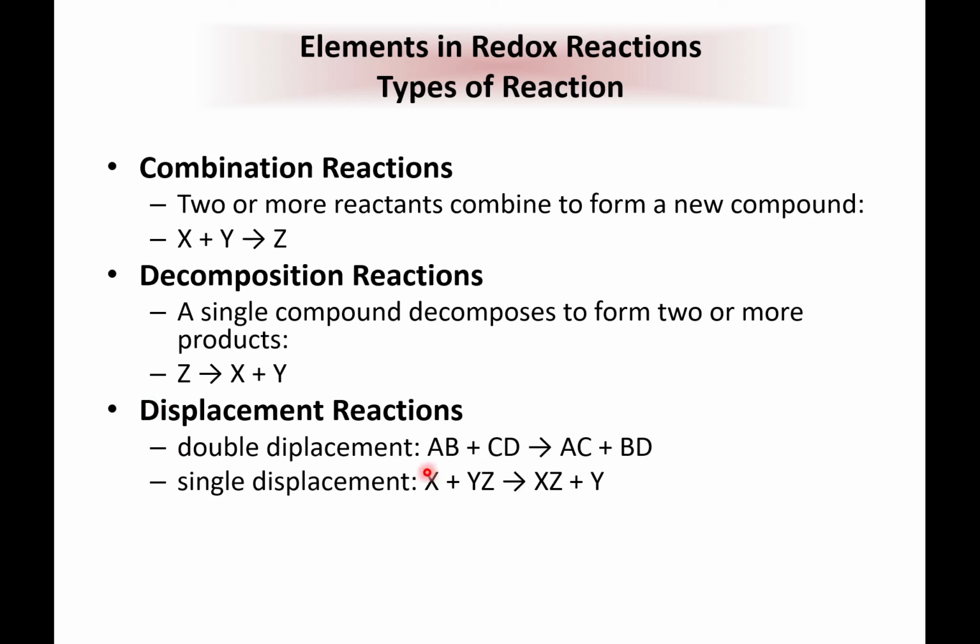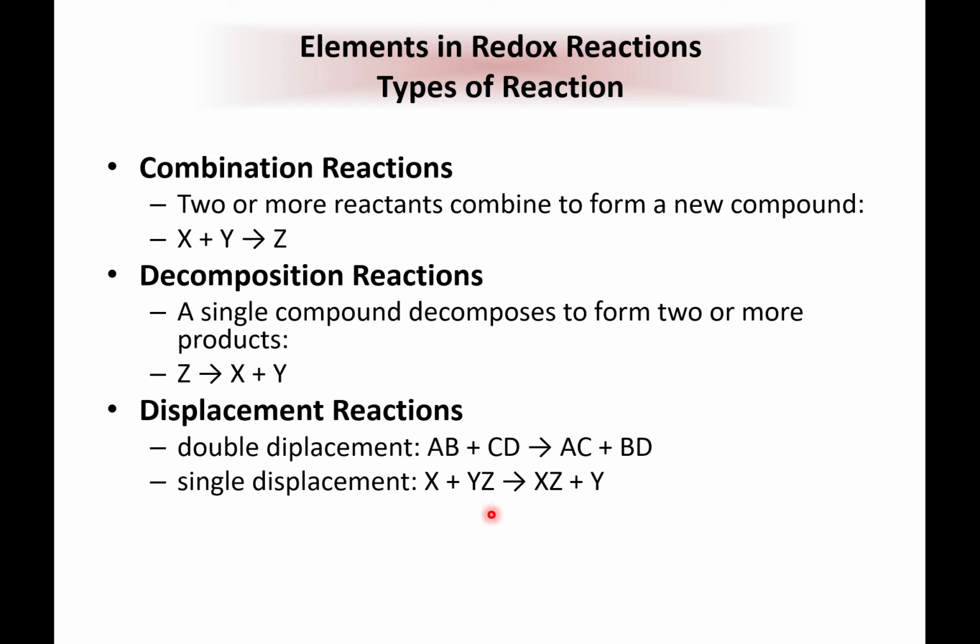You can have a double displacement. A generic formula for this would be AB plus CD goes to AC plus BD. Okay, so in this case, you have B trading places with C. Okay, so B goes with D, and then C comes over and combines with A. Okay, that's double displacement. You have two things switching places.